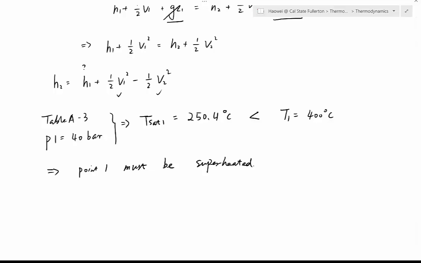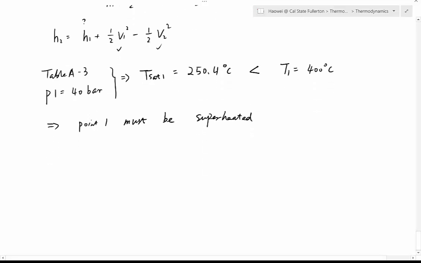What's your plan to look for H1? Remember, if you look for a property of a superheated water vapor, then you have to use table A4. So now we made our plan. Because we know the phase is superheated, we know we have to go to table A4. And remember, if you want to use table A4, you have to use two inputs, and one of the inputs has to be pressure. So do we know anything about H1? Yes, we do know the pressure, which is our first input for number one, 40 bar.